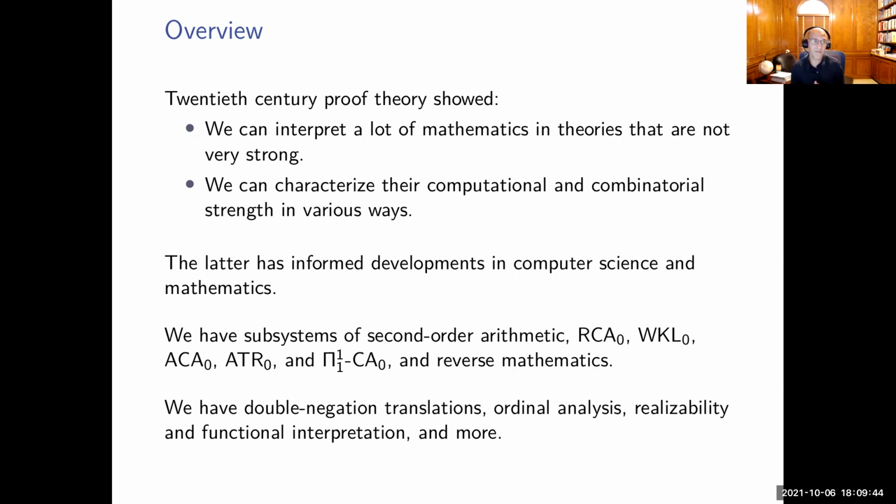The computational characterizations of their strength have informed developments in computer science in various ways, a little bit less so in mathematics, but there have been interesting combinatorial principles that have had independent mathematical interest. And so, in terms of formalizing theories in weak subsystems, there are a lot of different frameworks, but one of the most useful and fruitful ones has been subsystems of second order arithmetic. And in terms of methods of analyzing them and reducing them to computational and combinatorial principles and so on, there's a whole host of techniques. There are double negation translations and ordinal analysis and realizability and functional interpretation and things like that.